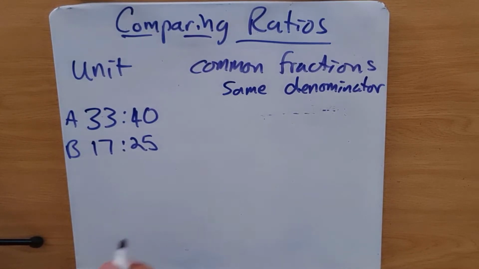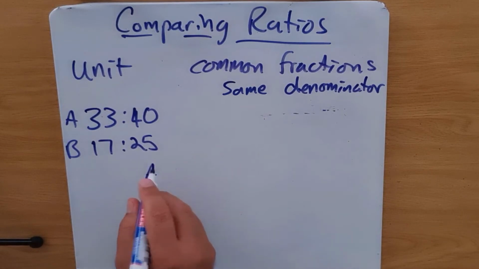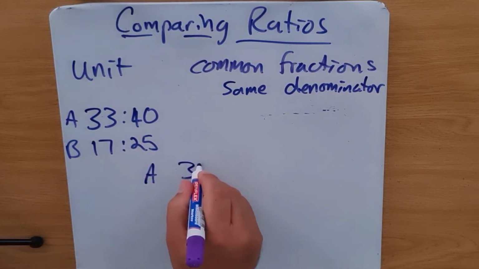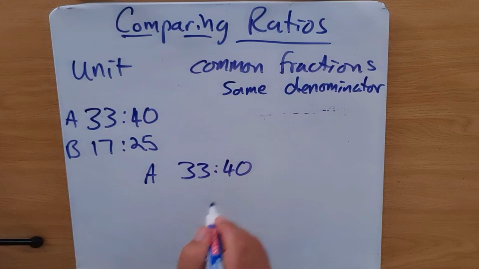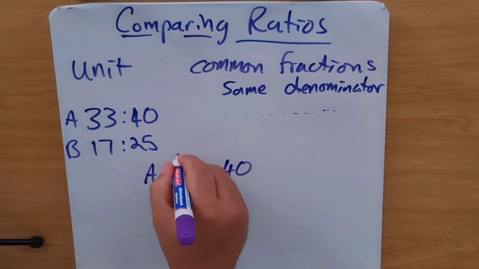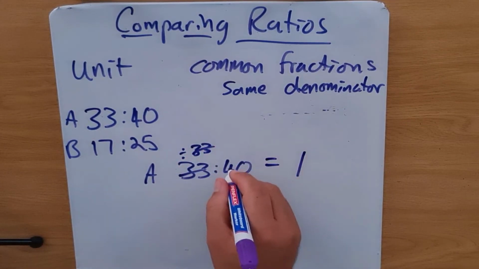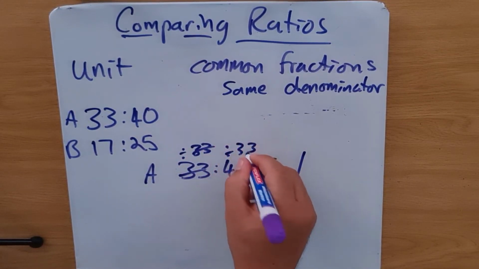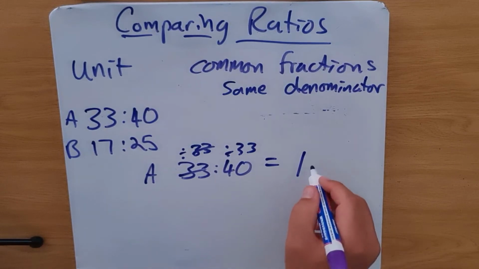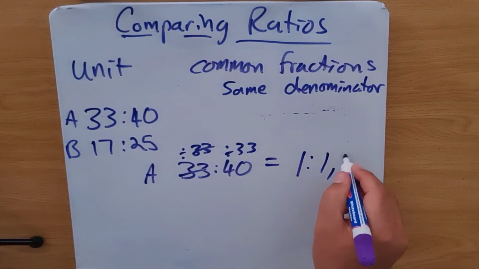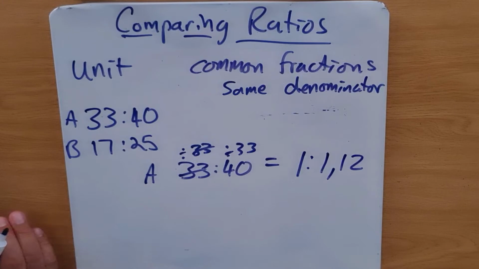Okay, so here we go with school A. We said it's 33 to 40. And what we're going to do is take it down to a unit. So we are going to divide this by 33, and that's going to give us our 1. We're going to divide the other side by 33 as well, and that's going to give us 1 to 1,2.